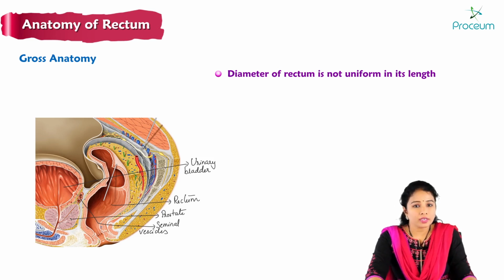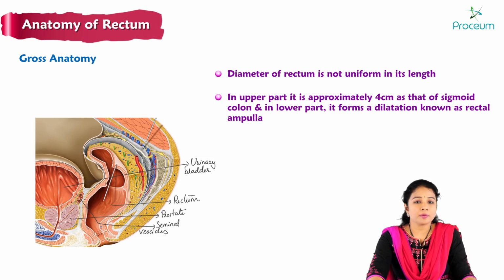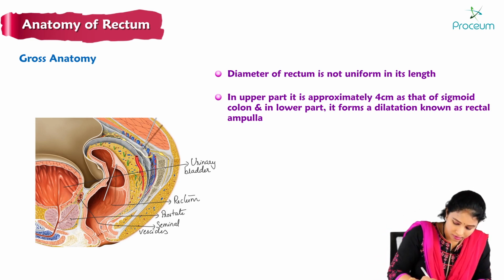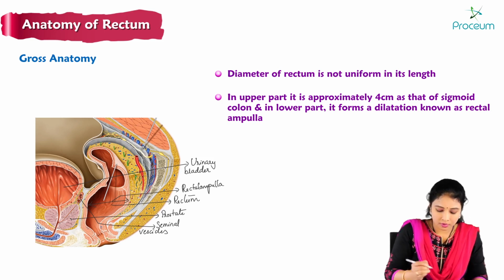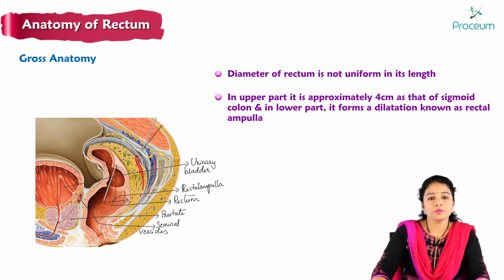The diameter of the rectum is not uniform in its length. Its upper part is approximately 4 centimeters, as that of the sigmoid colon. In the lower part, it forms a dilatation known as rectal ampulla. So this dilatation is the rectal ampulla, which is the most dilated part of the rectum.